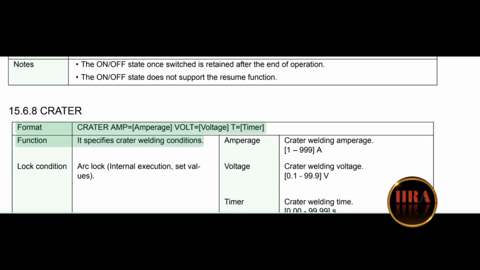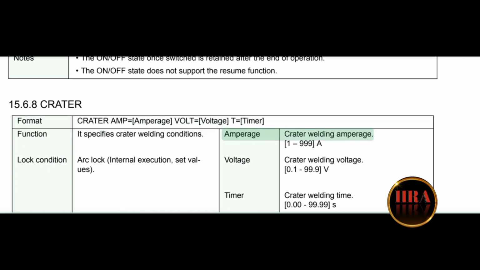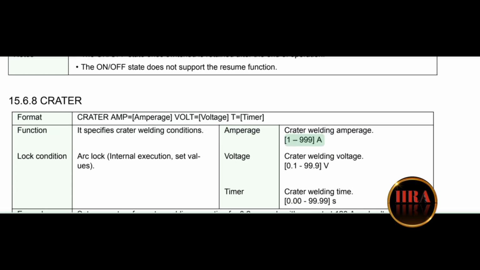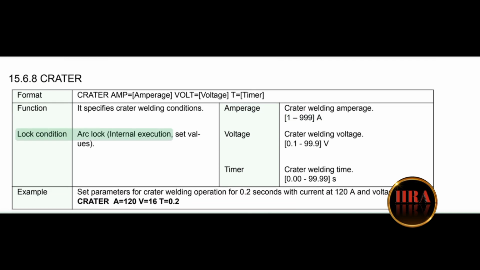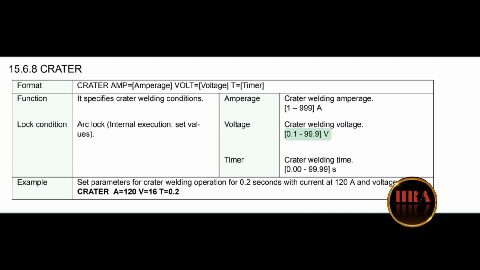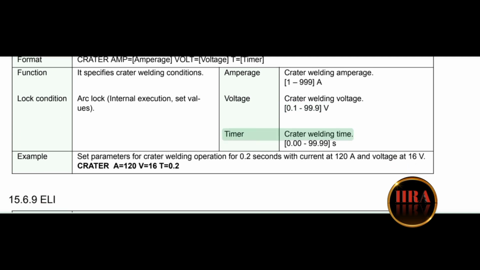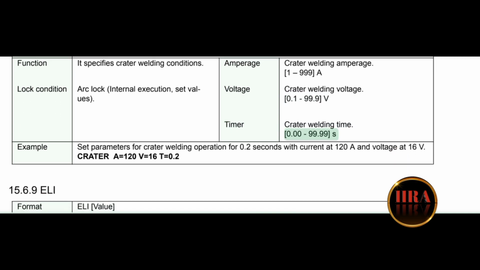Format: CRATER AMP equals amperage, VOLT equals voltage, T equals timer. Function: it specifies crater welding conditions. Amperage: crater welding amperage, 1 to 999 A. Lock condition: arc lock, internal execution, set value use. Voltage: crater welding voltage, 0.1 to 99.9 V. Timer: crater welding time, 0.00 to 99.99 s.